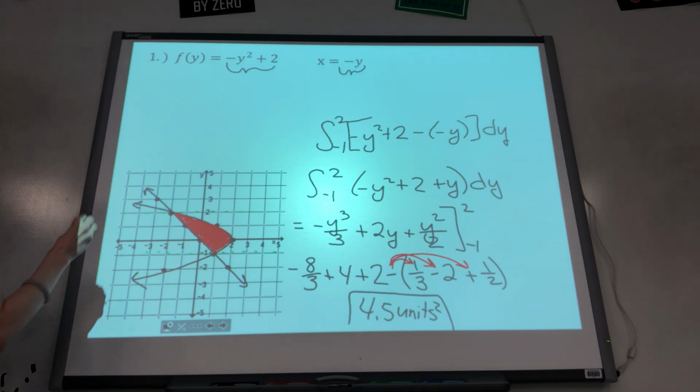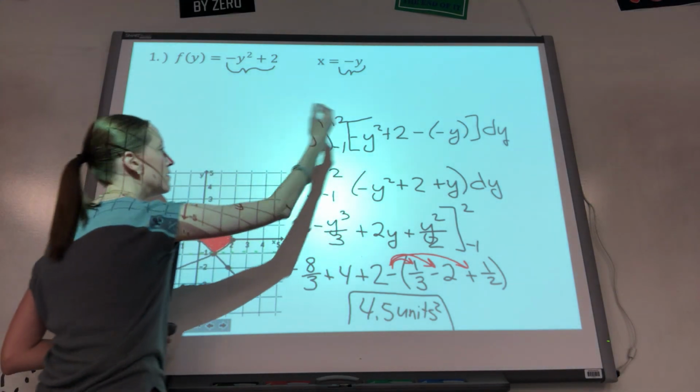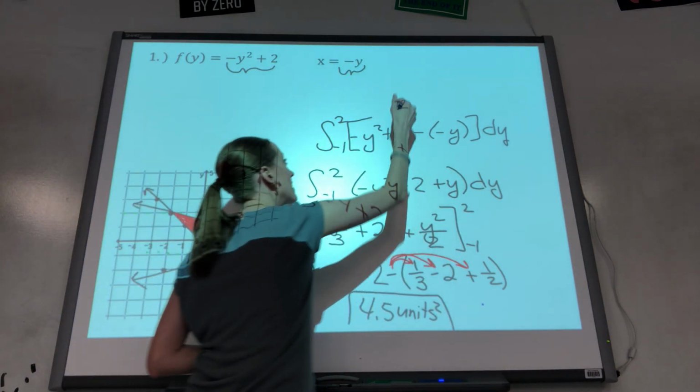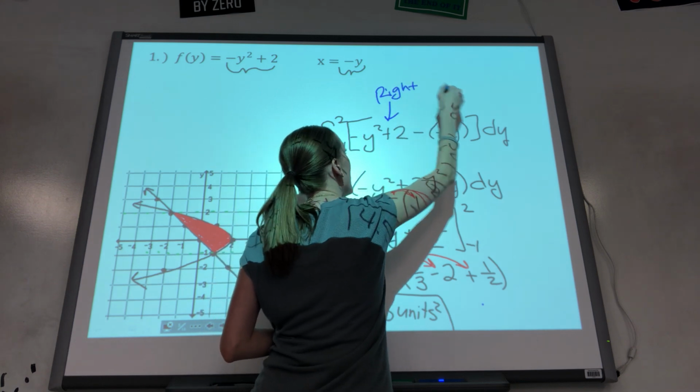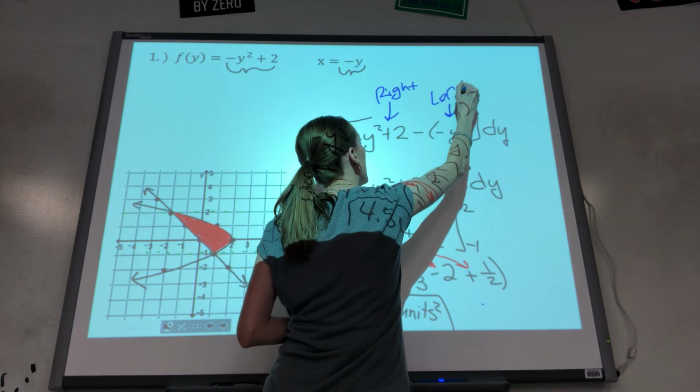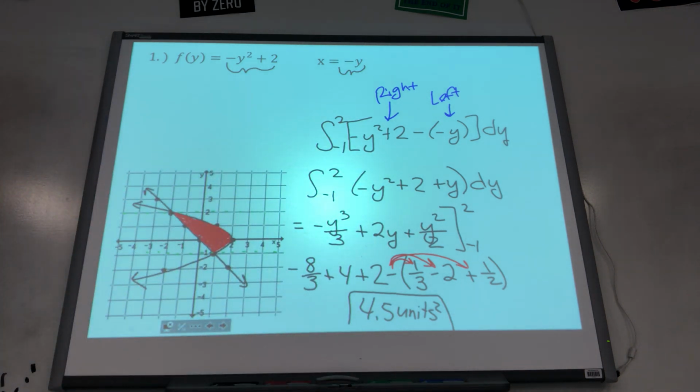Okie doke. Y values, lower bound, upper bound, and function on the right. I can even label this up here if you want. Right minus function on the left. That's always how you set it up when you integrate with respect to y.